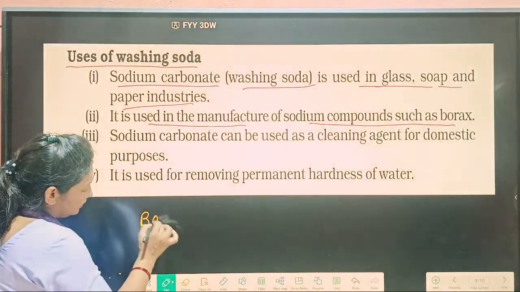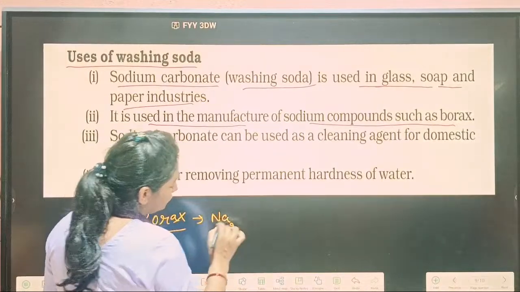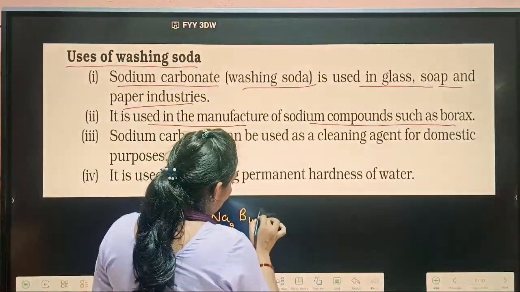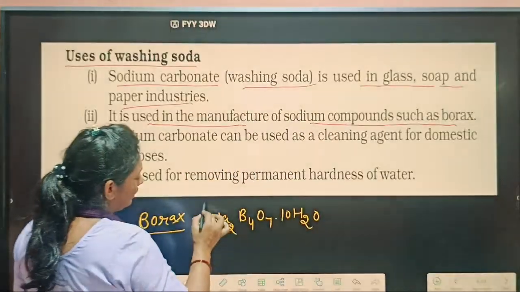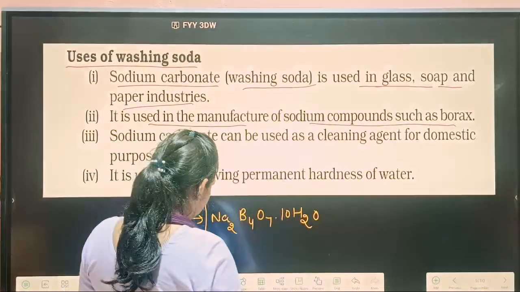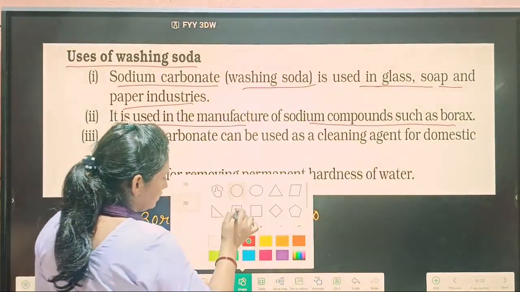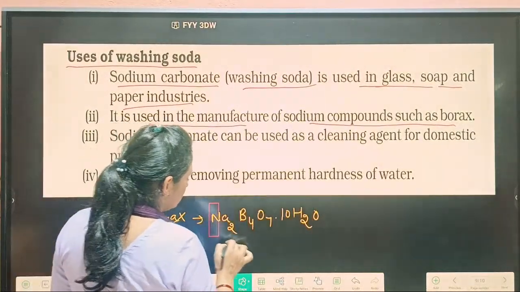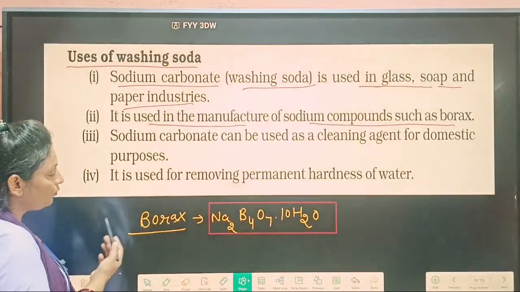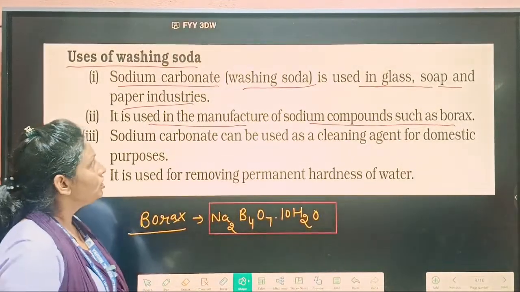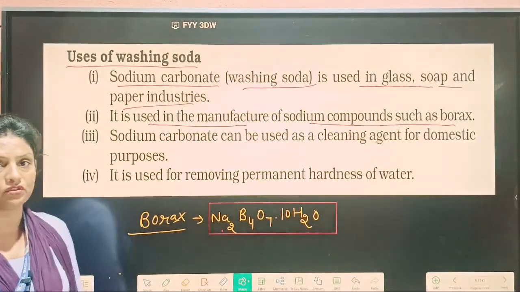Students, borax. What is borax? Borax is Na2B4O7·10H2O. This one is the formula for borax. So borax is used in eye drops. So students, washing soda is used for preparation of this compound. This is the borax.